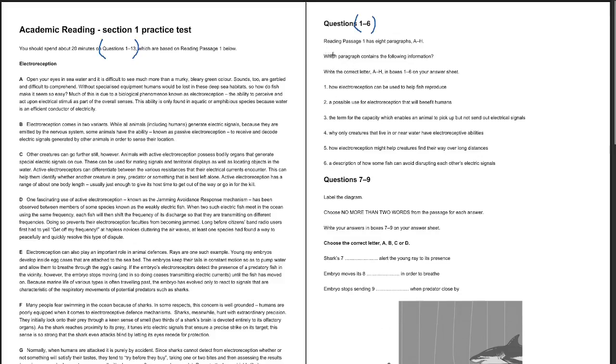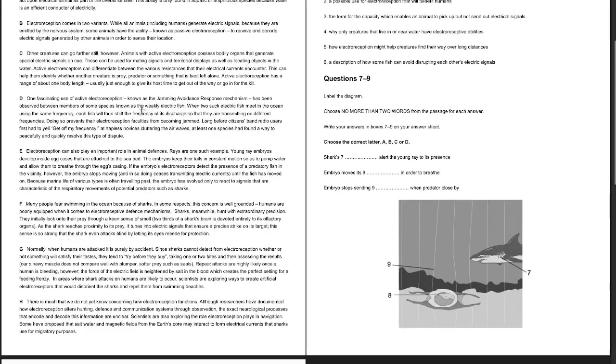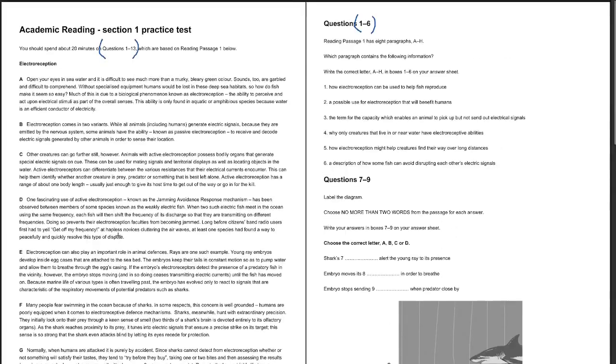But before that, let's read the instructions. Which paragraph contains the following information? Write the correct letter A to H in boxes 1 to 6 on your answer sheet. Right? So you can see here that in this passage, there's 1, 2, 3, 4, 5, 6, 7, 8 paragraphs, and here there's only 6 questions. Between the 2 paragraphs we rule out, we then need to match the letters to the questions here, right? That best suits it. So let's look at the first question.